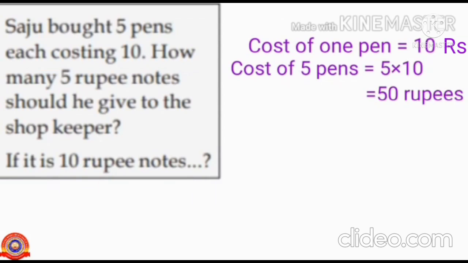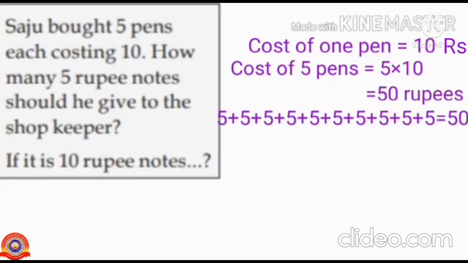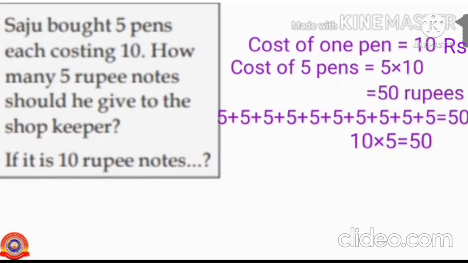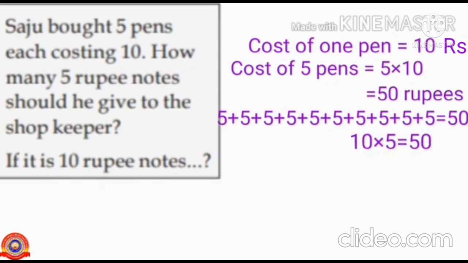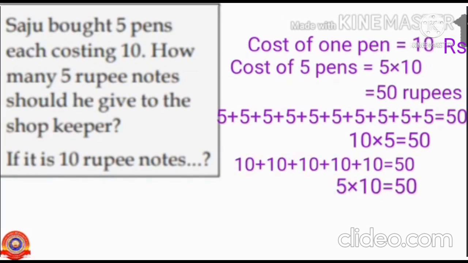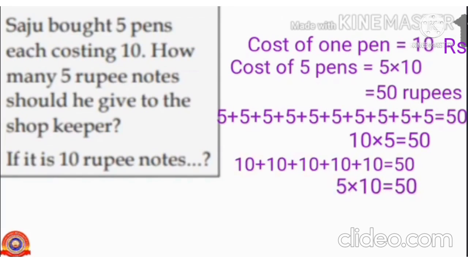How many 5 rupees make 50 rupees? Yes, 10 5 rupees make 50 rupees. That is 10 5s make 50. So we can write 10 into 5 equals 50. So he should give 10 5 rupee notes. If it is 10 rupee notes, how many 10 rupee notes should he give to the shopkeeper? That means how many tens make 50? Yes, 5 tens make 50. That is 5 into 10 equals 50. So children, if it is 10 rupee notes, he should give 5 10 rupee notes.